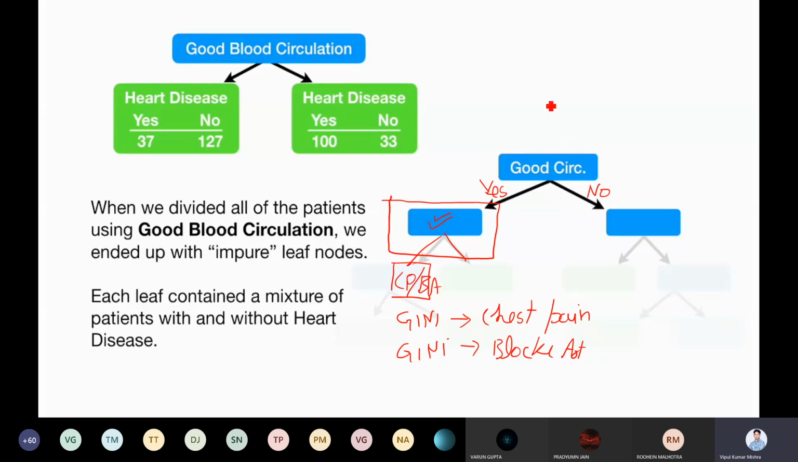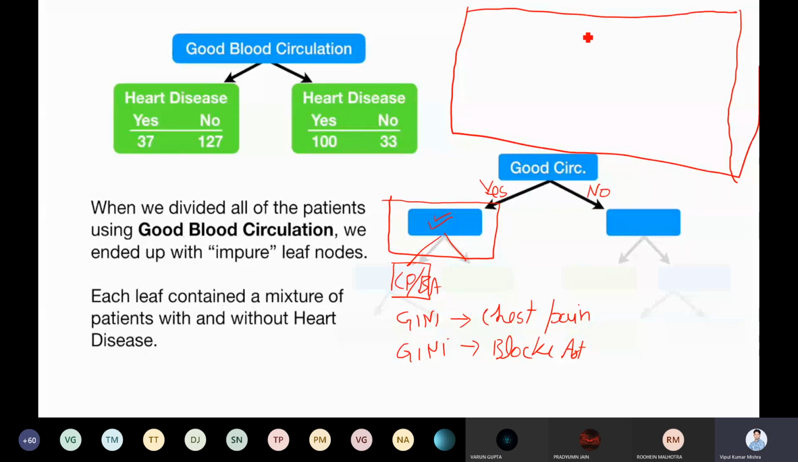It means it is working like divide and conquer. So suppose this is your entire data set. Now this entire data set has a first part and a second part. The first part is good blood circulation equal to yes, and here you have good blood circulation equal to no, right?